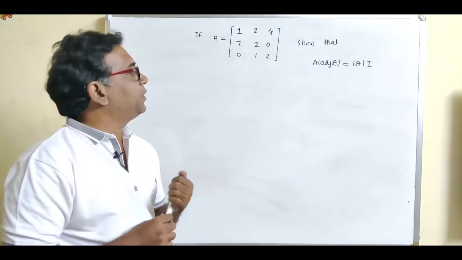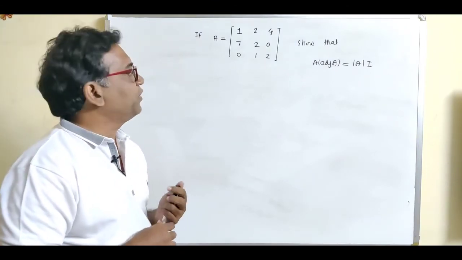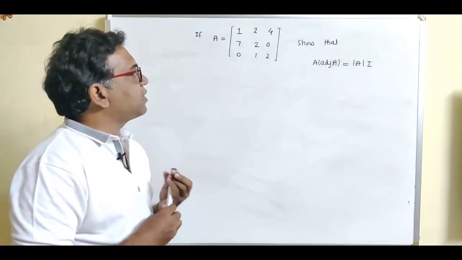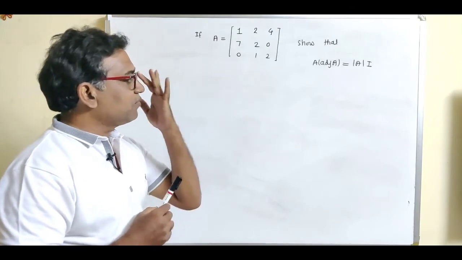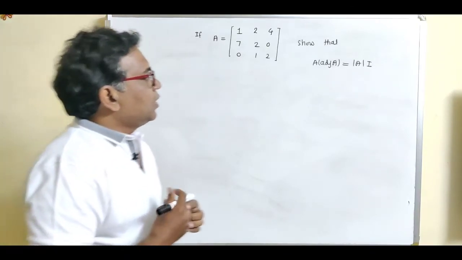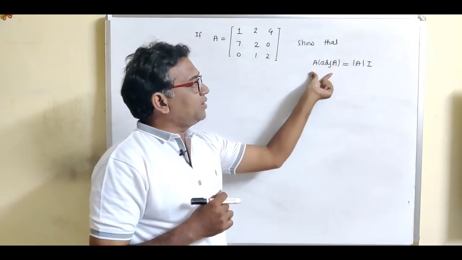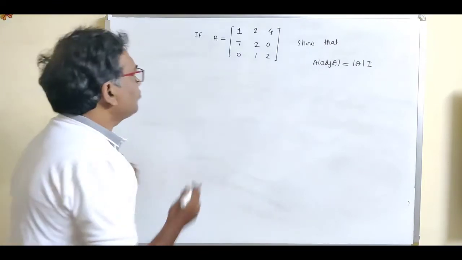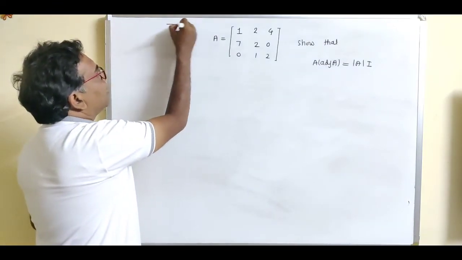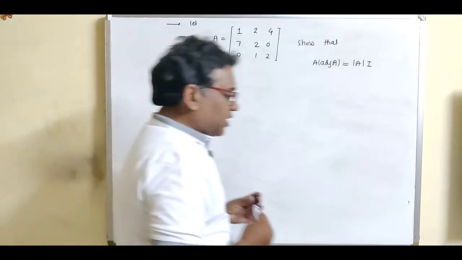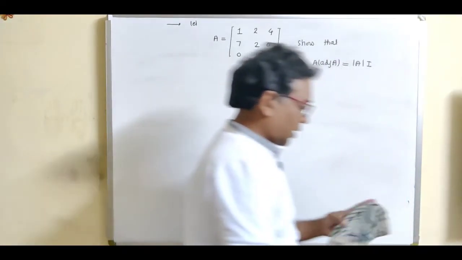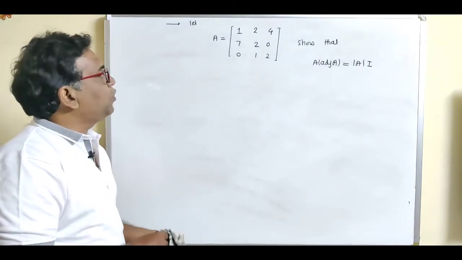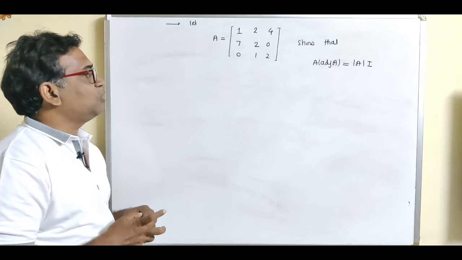Now let us take a third example on the same topic, which is adjoint of A. If A is equal to the matrix 1, 2, 4, 7, 2, 0, 0, 1, 2, then the question is, show that the product of A and adjoint A is the same as determinant A times I. So write down the given matrix. Let A be equal to the matrix 1, 2, 4, 7, 2, 0, 0, 1, 2.